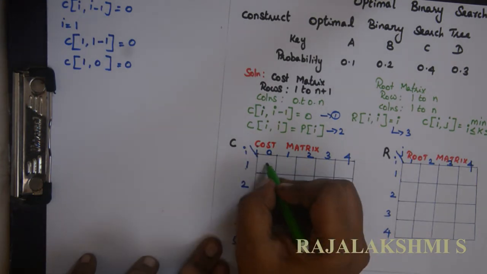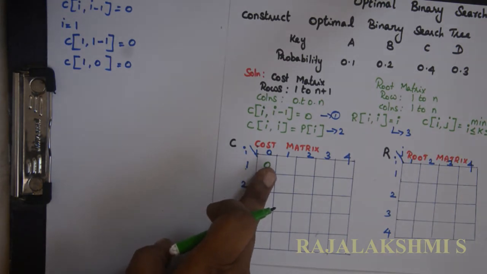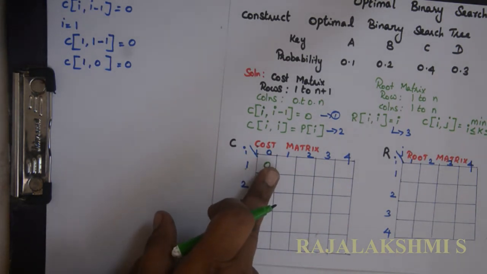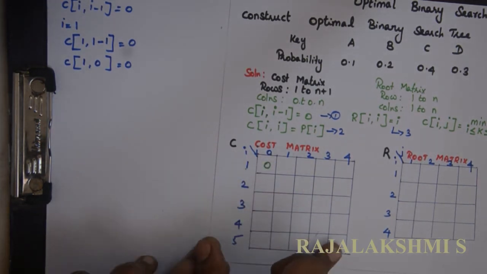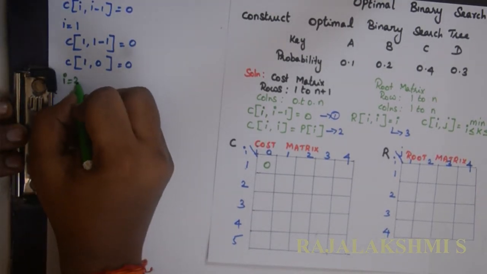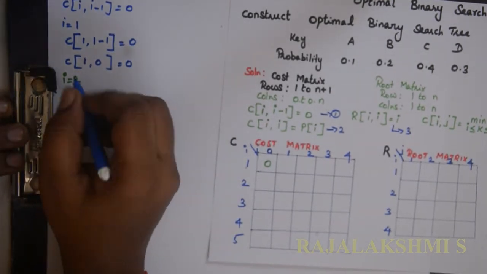The value is 0. And one more thing I should tell, that here we are going to find the values only for the upper triangle. So first we have to fill the values by diagonal. So first we have to fill the principal leading diagonal. Okay, so now I value will be 2. So I is equal to 2.